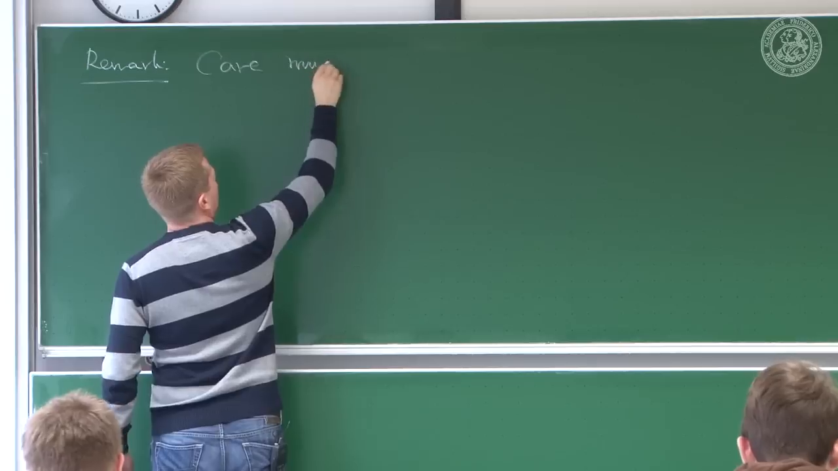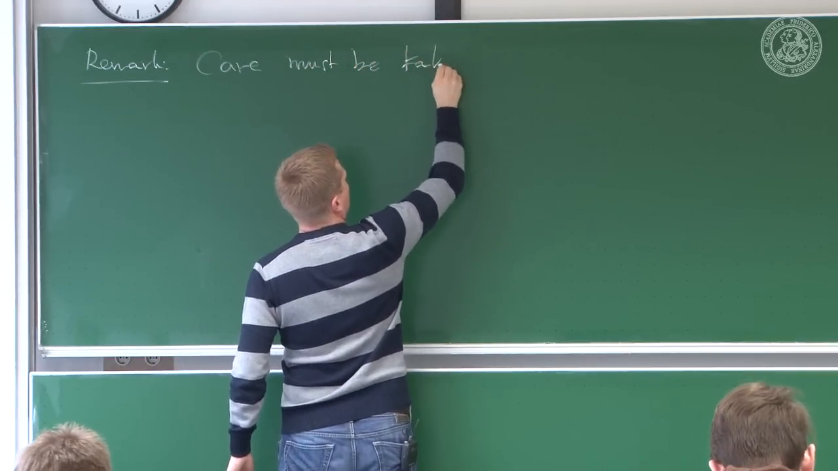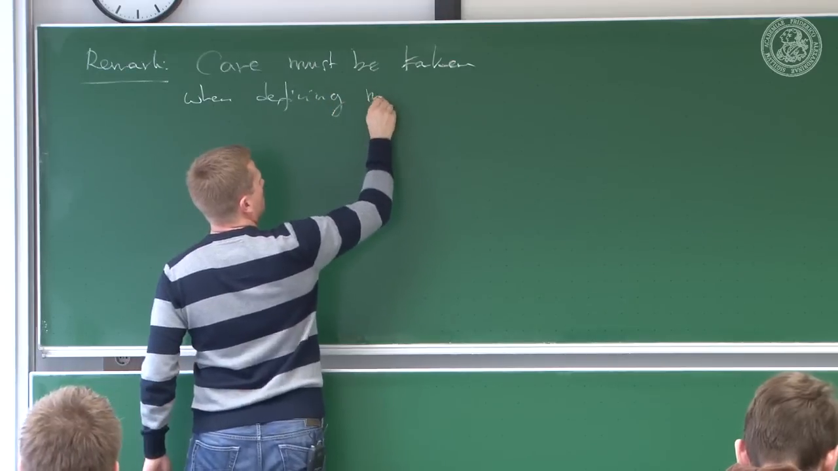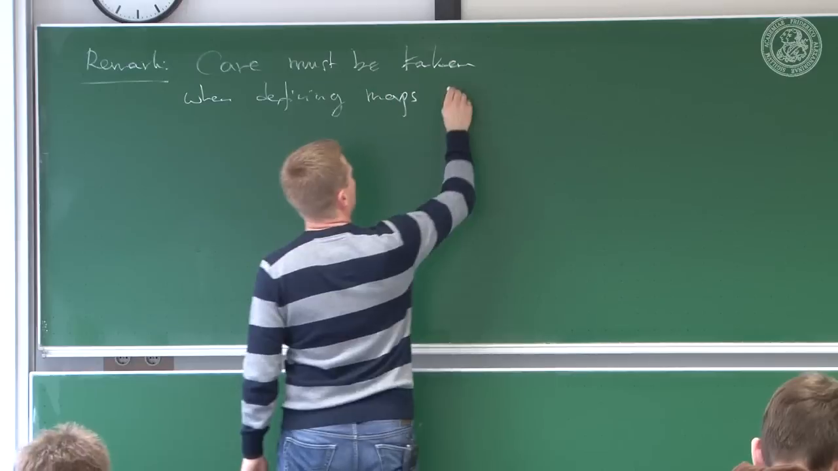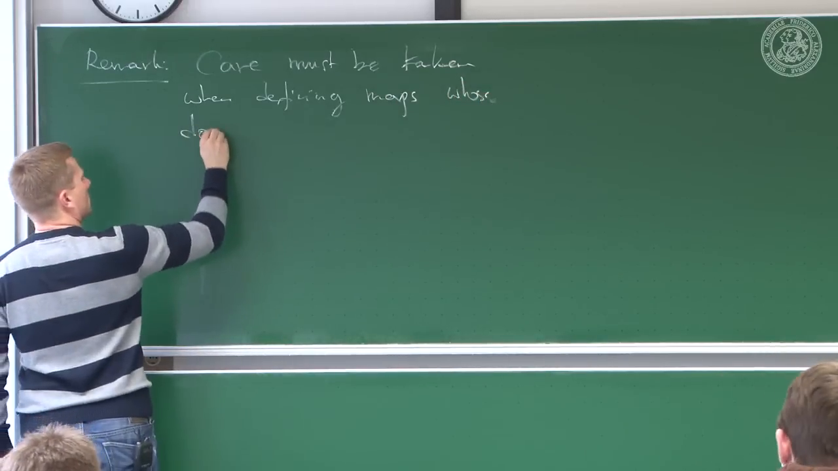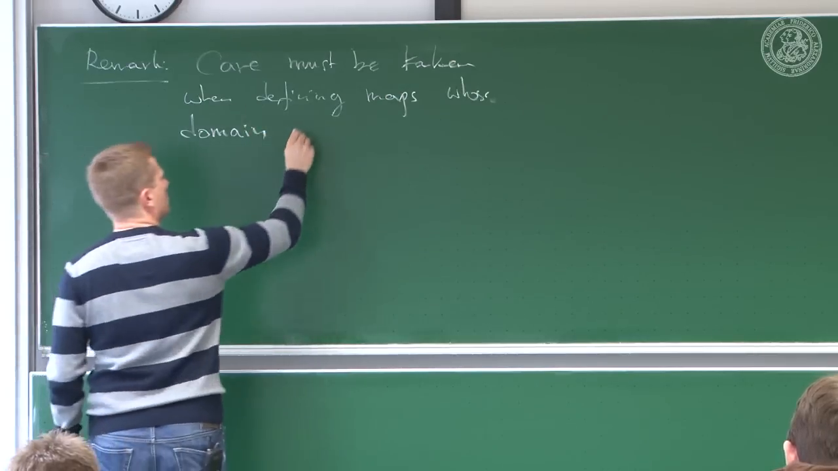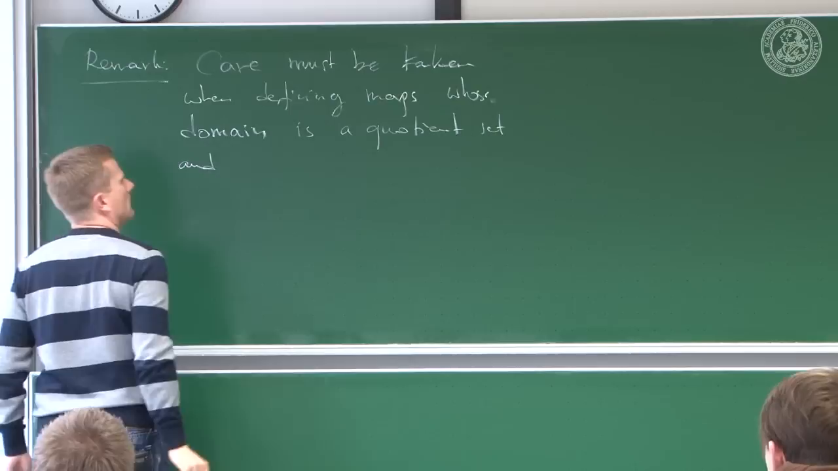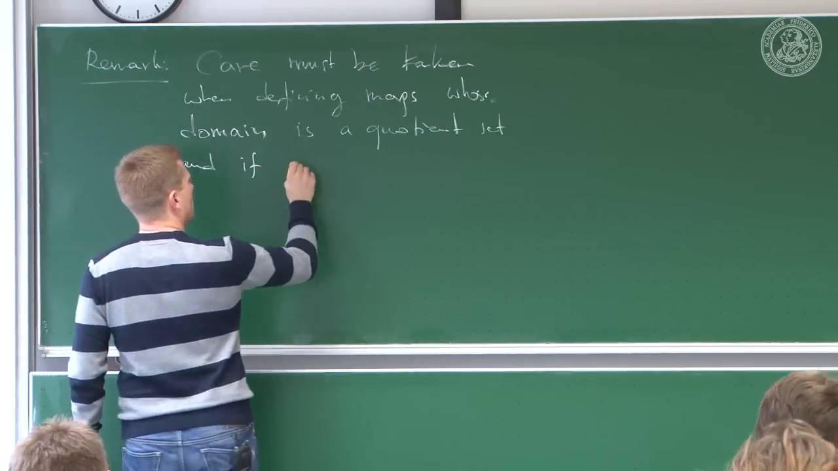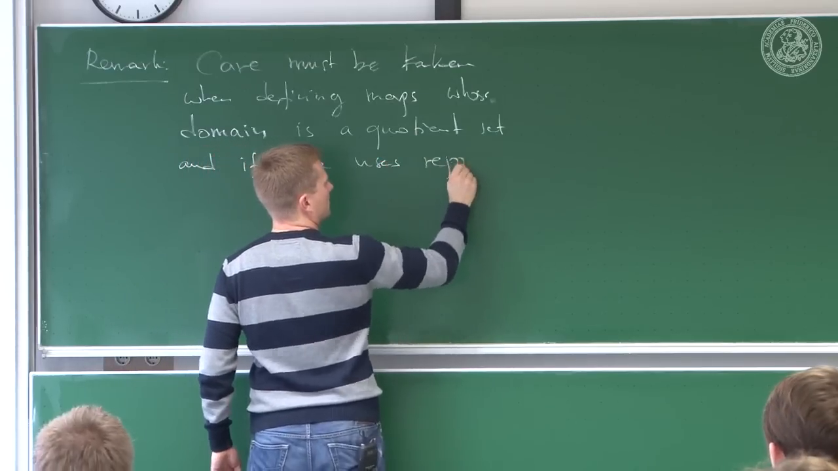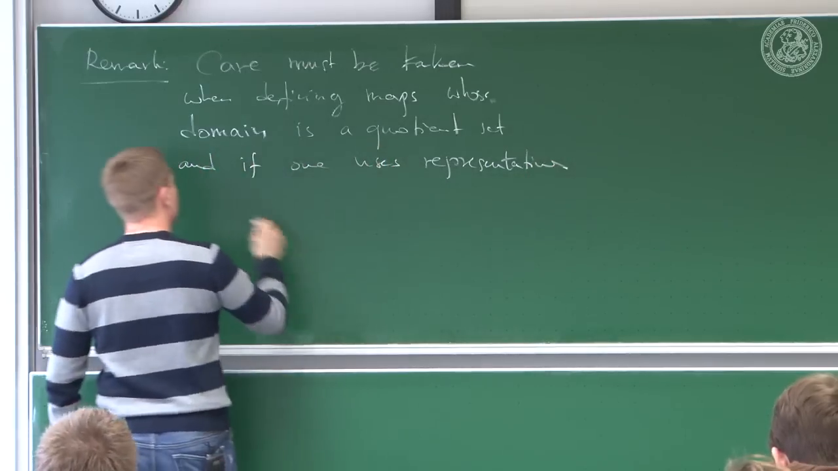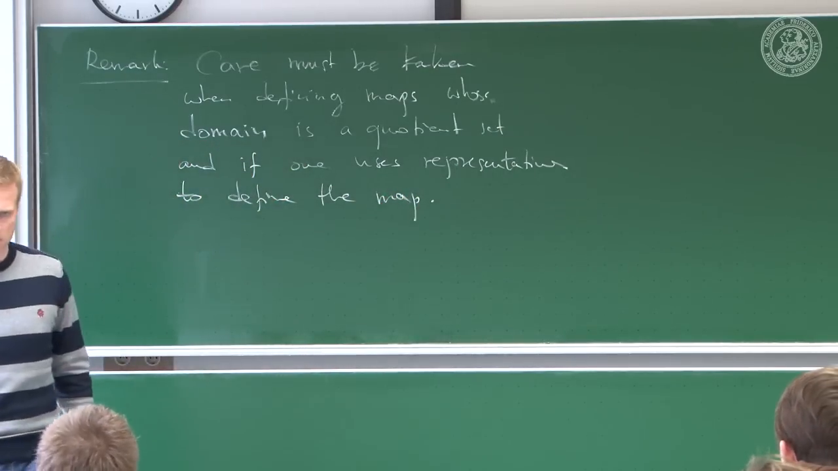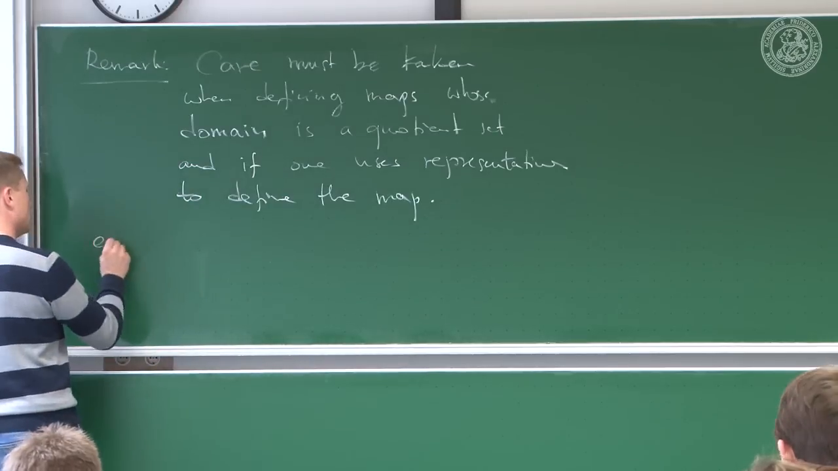Care must be taken when defining maps whose domain is a quotient set, and if in this case one uses representatives to define the map. Okay, what do I mean by this mysterious remark? Example.